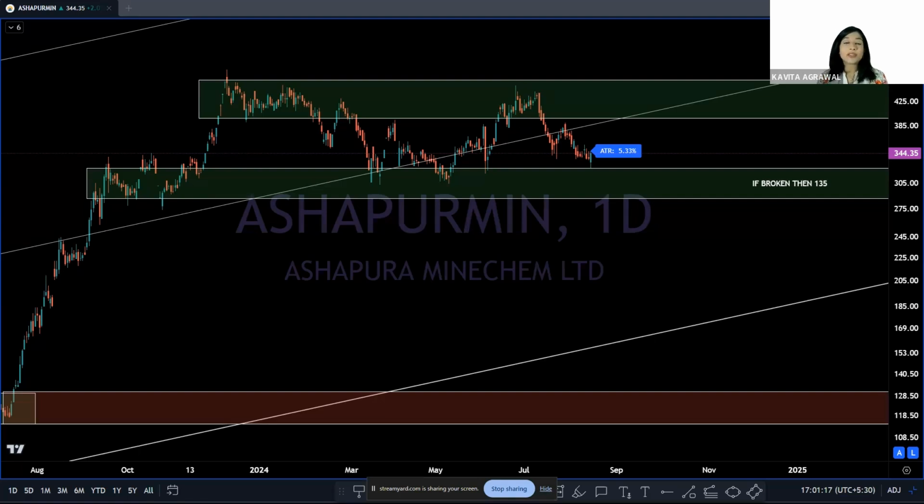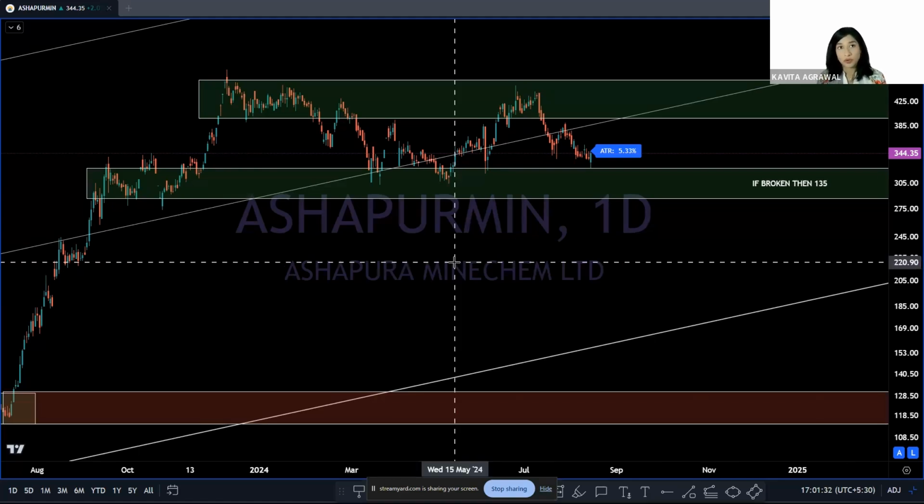We are here to talk about some advanced techniques for the purpose of swing trade, and we are going to do a case study on Ashapura Mines. Why Ashapura Mines? Ashapura Minechem Limited, to be more precise. Now, this stock has a very beautiful trend that has been unfolding for a very long time, but at the same time, the stock is very volatile. But at the same time, it gives wonderful swing trading opportunities.